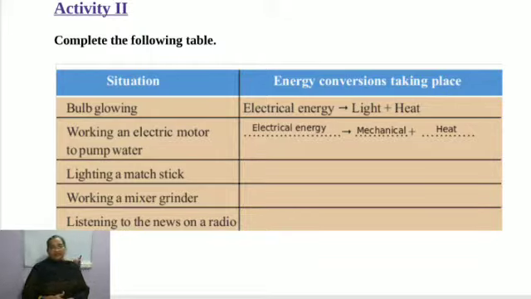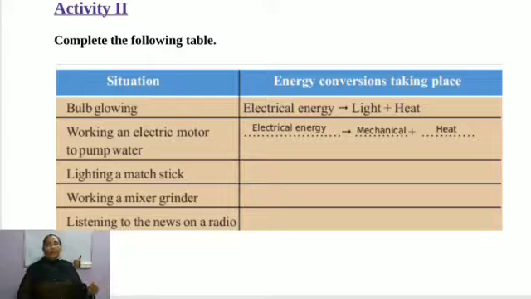The energy conversion taking place, you have to write down. So the first one is given. The bulb is glowing. For the bulb to glow, what is there? Electrical energy, isn't it? So when the bulb is glowing, what is happening? The electrical energy is being converted into light energy and heat energy.